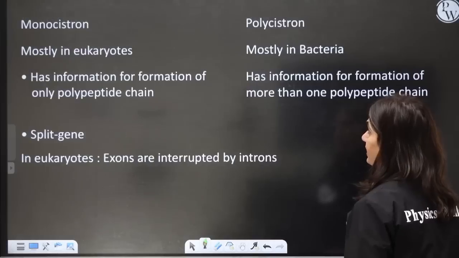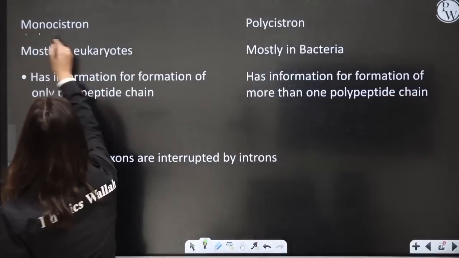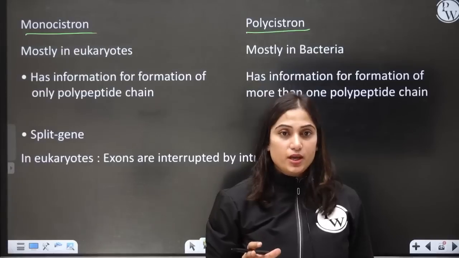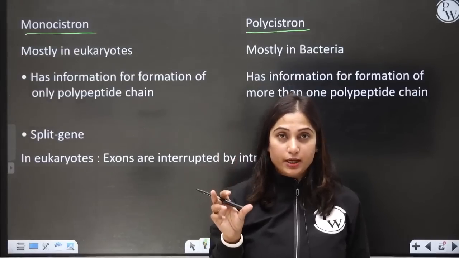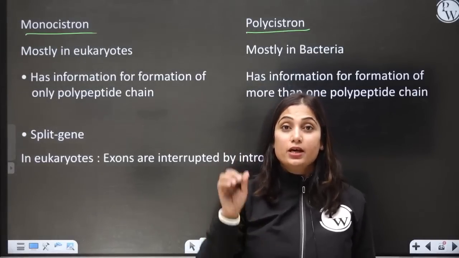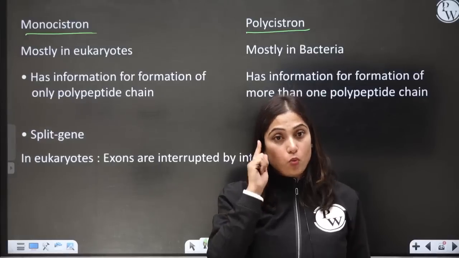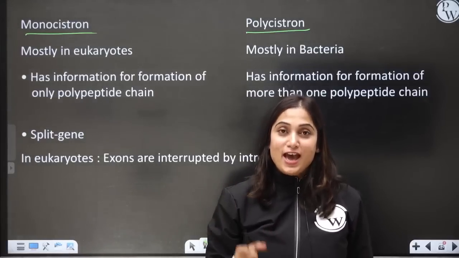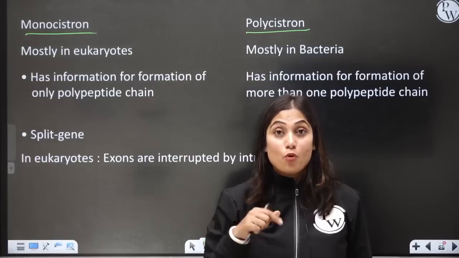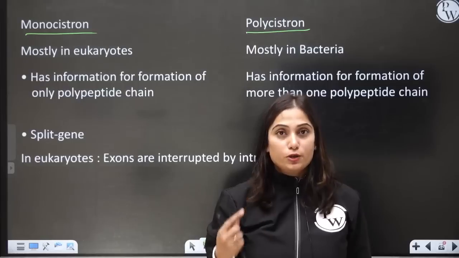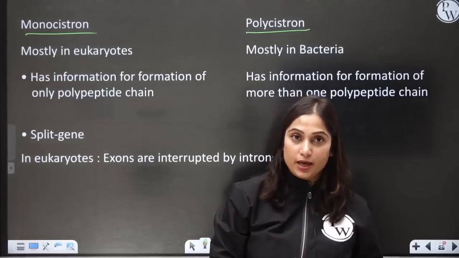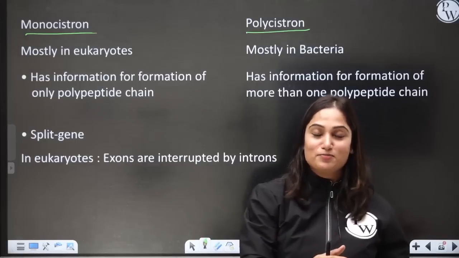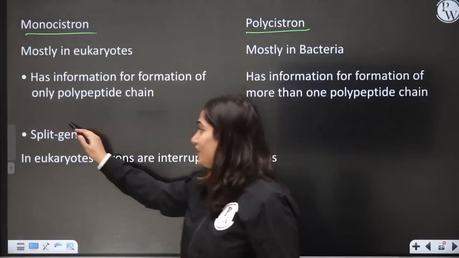Before that, let's discuss what a monocistron and a polycistron are. A monocistron is a segment of DNA which has the information for the formation of only one protein or one polypeptide chain, but a polycistron has the information for more than one protein. Polycistron is commonly found in prokaryotes, and monocistron is commonly found in eukaryotes.